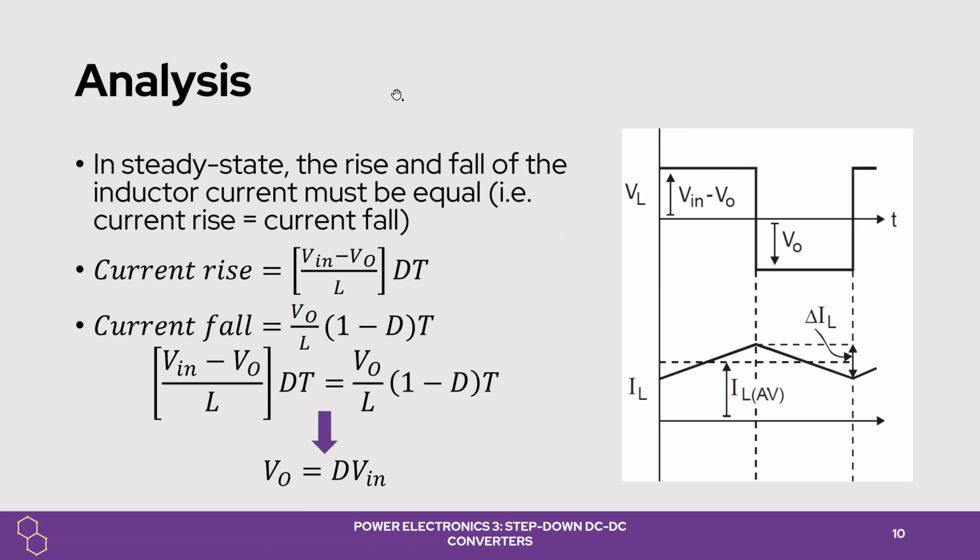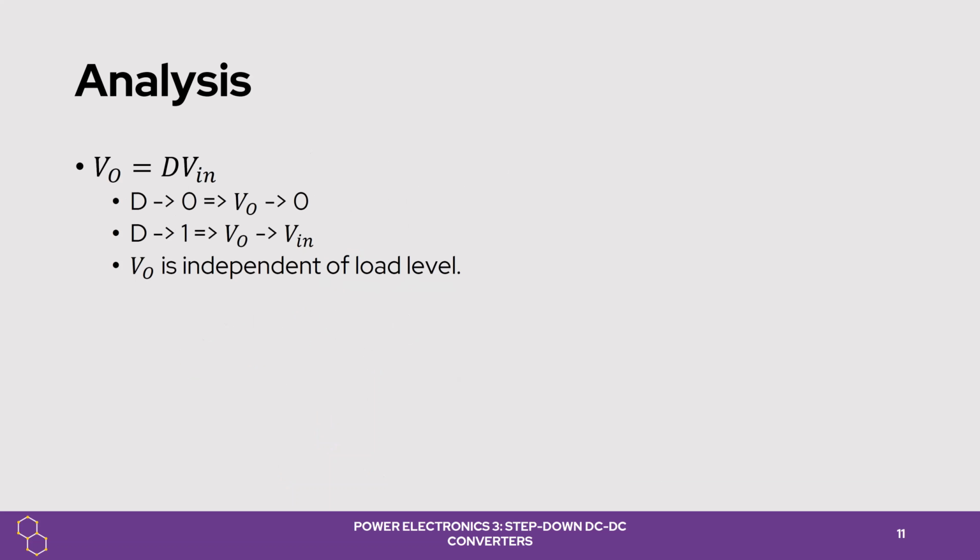And for this, the linear increase in the current in the first cycle and the decrease in the second cycle must be equal to each other. That's because the inductor current at the end of the switching cycle must be the same in the steady state operation, of course, over one period, which needs to be 0. The current rise plus the current fall must be 0 in one period. And that gives us the equation on the bottom, which is V output equals the duty cycle multiplied by the voltage input.